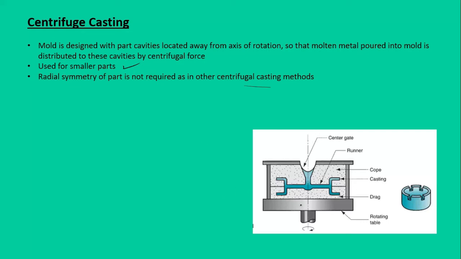So again, it has some rotating table. We have the drag and the cope, the casting with some geometries towards the edges, and there's a runner and the riser here, and a kind of pouring cup. So that was the end of centrifugal casting, and so the end of permanent mold casting and all kinds of casting processes.